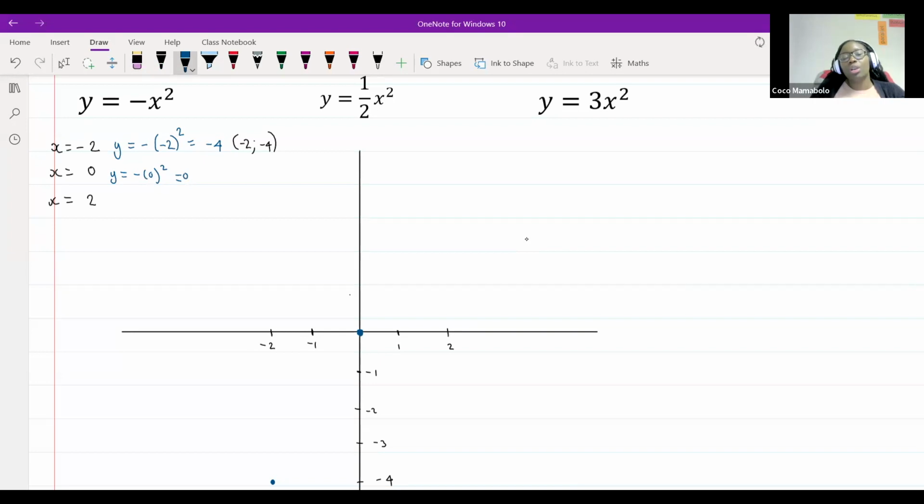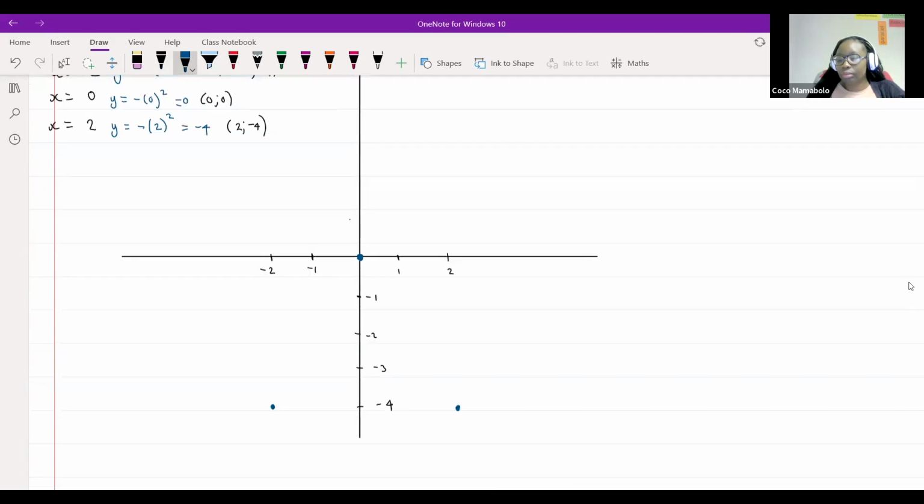Now, let's go and do x is equal to 2. I'm going to get y is equal to negative, and then open brackets, 2 squared. 2 squared is 4, times negative will give us negative 4. So, sorry, I forgot to write this coordinate 0 and 0, and this coordinate over here will be 2 and negative 4. Right, so that point now is at positive 2 for x and negative 4 for y. There. Okay, so this time when we sketch our graph of the function, we're going to get this.